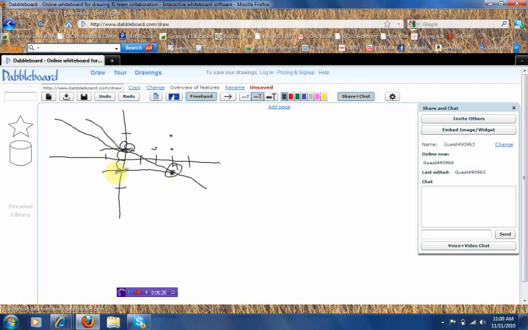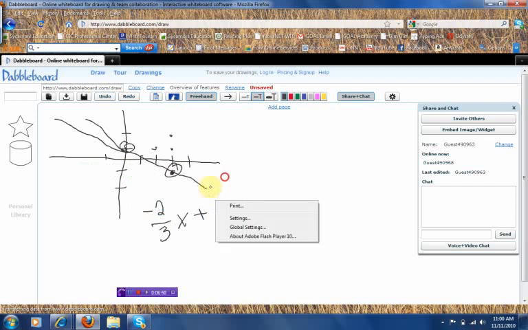And how many does it go from there? How many does it go to the right? 3. So it's minus 2 over 3x plus what? We said this before. Y-intercept is 1. Yeah. So y equals negative 2/3 x plus 1.